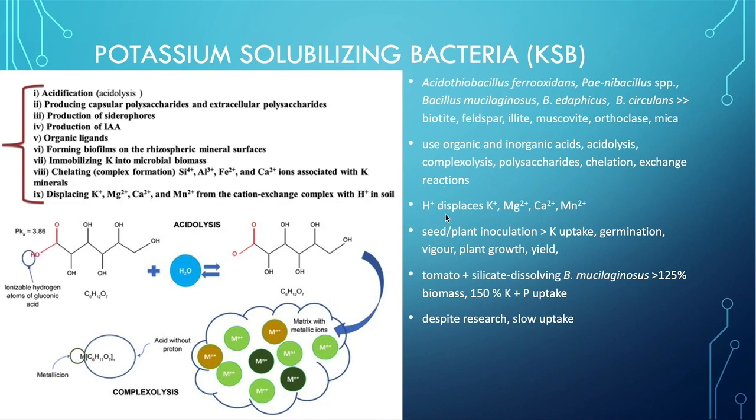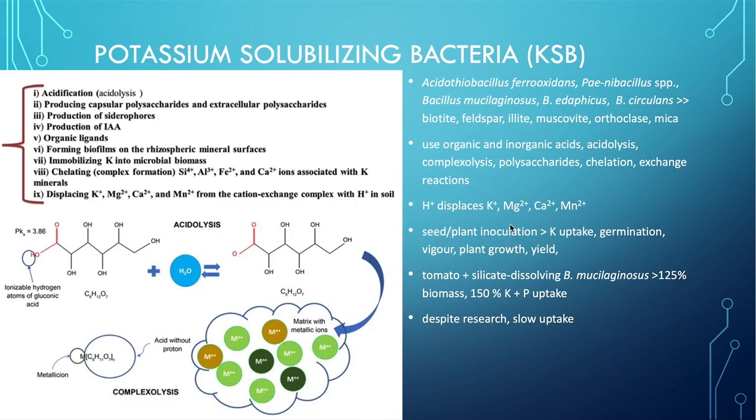So for example, hydrogen ion, when it's removed, when it becomes free, when it's dislodged with the addition of water and it forms acid, that hydrogen ion can actually displace potassium, magnesium, calcium, and manganese and make that available to the plant. And this also allows for different metals to chelate that hydrogen that went into solution, and this is complexolysis. These are two things you can just look up if you're more interested in the chemistry. It's quite complex, but it's quite fascinating to understand how these bacteria actually do these jobs.